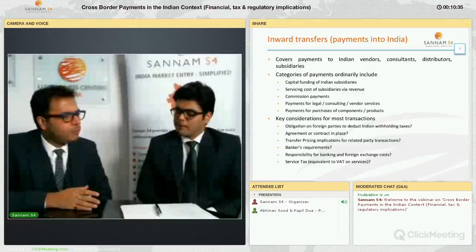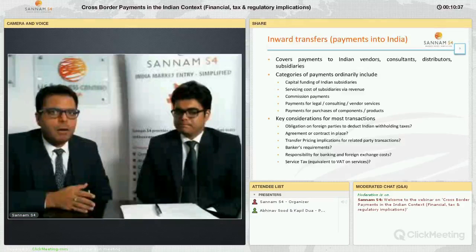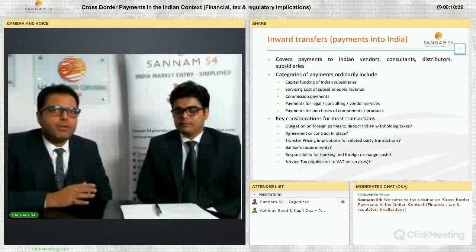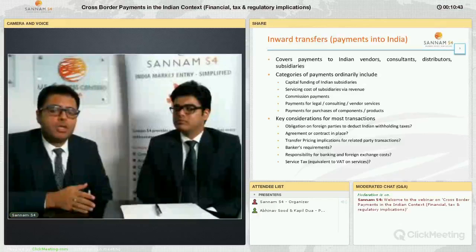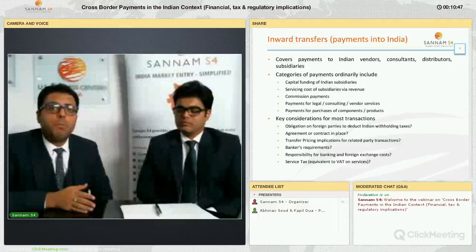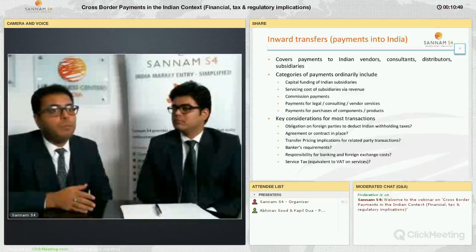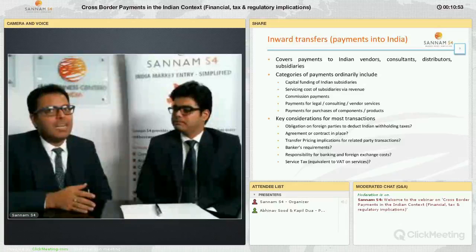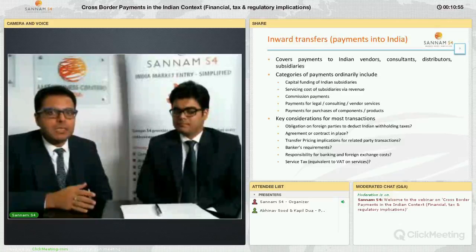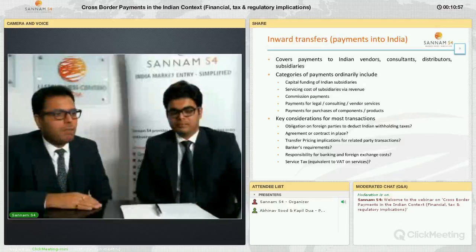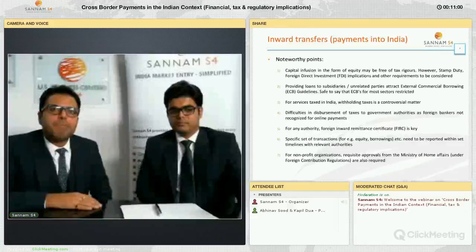There are some exemption rules for service tax for the foreign parties, but it is important to note down in your agreement, when you have an agreement with your Indian vendors, Indian service provider, who is responsible to pay or to bear the cost for service tax for the payment of Indian government. So it's very important to consider these basic elements when you're thinking about transferring funds into India.